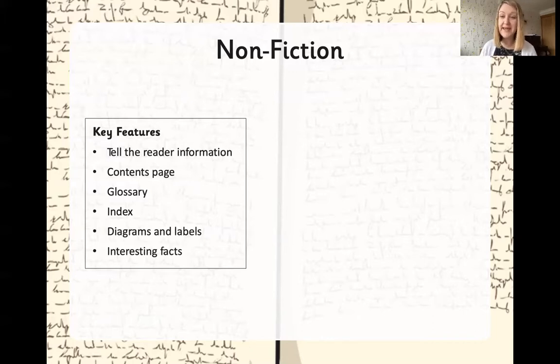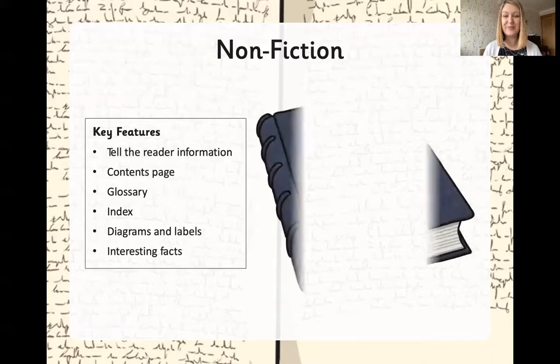Now, there is a contents page. There is a glossary. How many of you included an index? Well done. Diagrams, remember the diagrams should always have a label, and there should be really interesting facts. You might have put a fact box or a did you know box as well, because we've looked at those in class before.